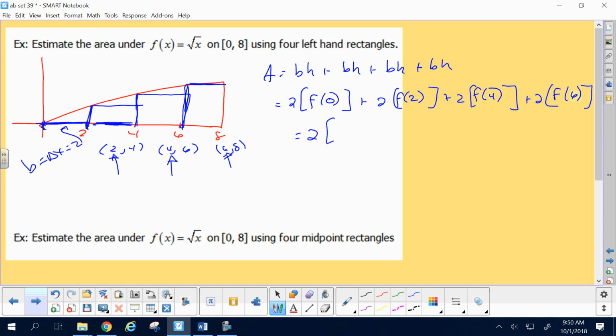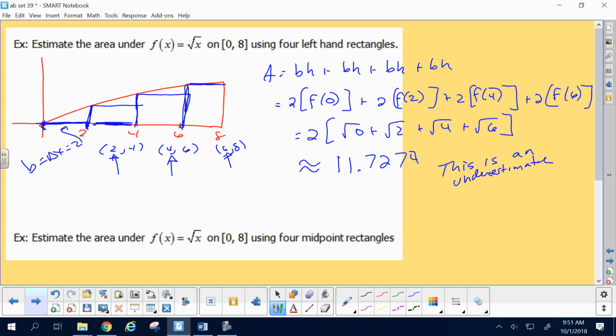Therefore, our calculation is, we could take a 2 out because there's a greatest common factor, and f at 0, actually square root of 0 plus square root of 2 plus square root of 4 plus square root of 6. And our calculator is something like 27. I'm getting 11.277274. Do you agree? Okay, this is an underestimate.